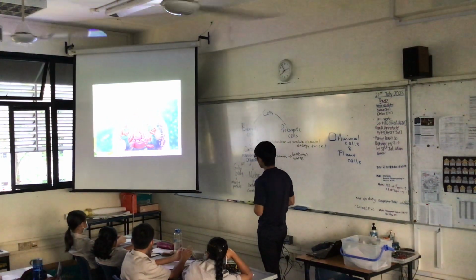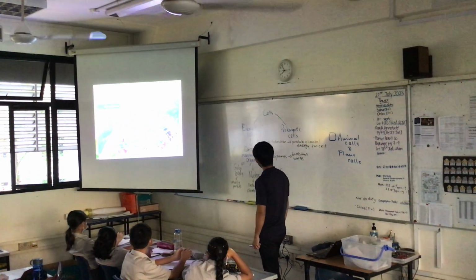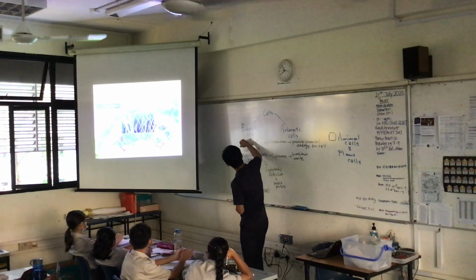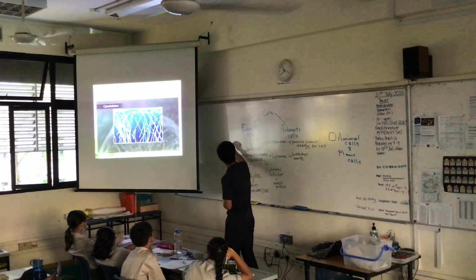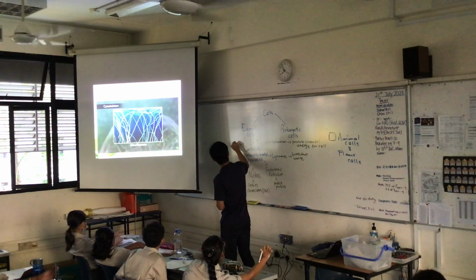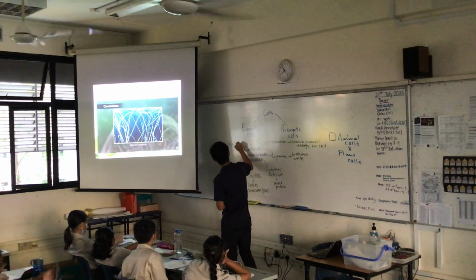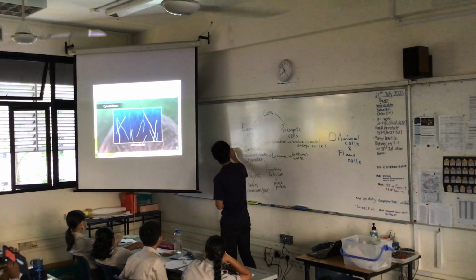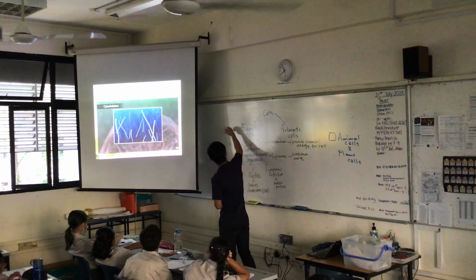Meanwhile, the cell maintains its shape through a cytoskeleton. The cytoskeleton includes the thread-like microfilaments, which are made of protein, and microtubules, which are thin, hollow tubes.